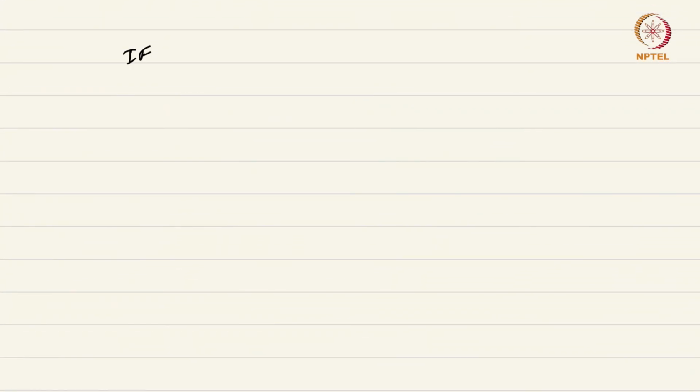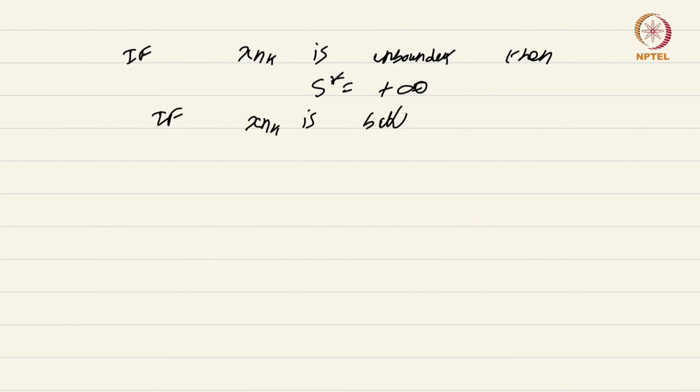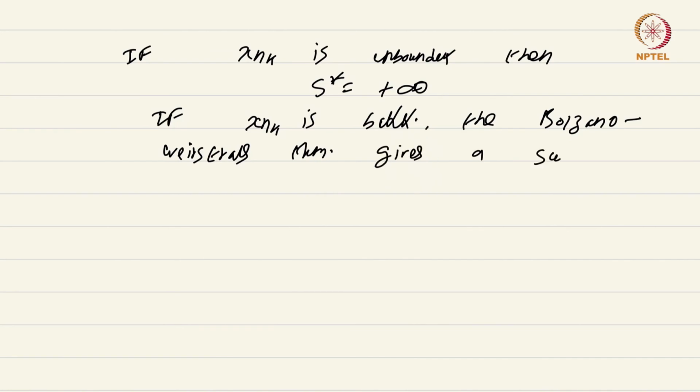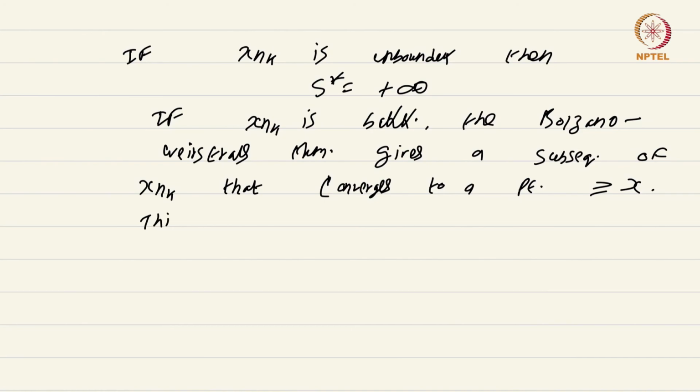Now there are two possibilities. If x_{n_k} is unbounded, then in fact S star is plus infinity, which is nonsense. On the other hand, if x_{n_k} is bounded, the Bolzano-Weierstrass theorem gives a subsequence of x_{n_k} that converges to a point greater than or equal to x, which, again, is not possible because S star is the supremum of all subsequential limits.